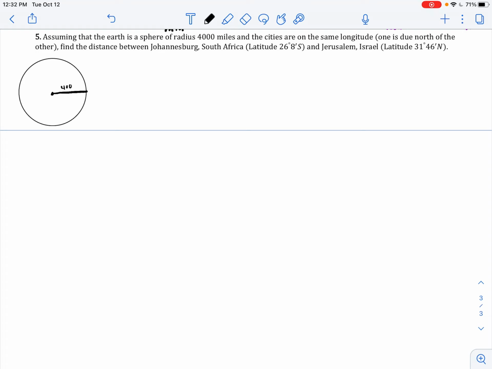Okay, and 4,000. And the cities are on the same longitude. One is due north of the other. Find the distance between Johannesburg, South Africa, whose latitude is given, and Jerusalem, Israel, whose latitude is also given. Okay, so there are a couple of conceptual and contextual things that we need to break down.